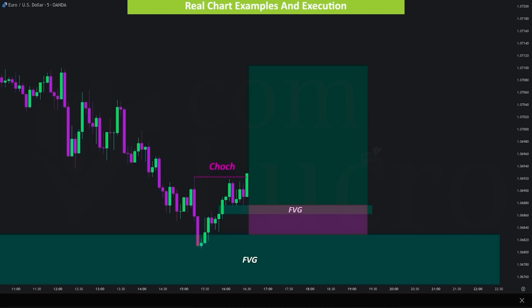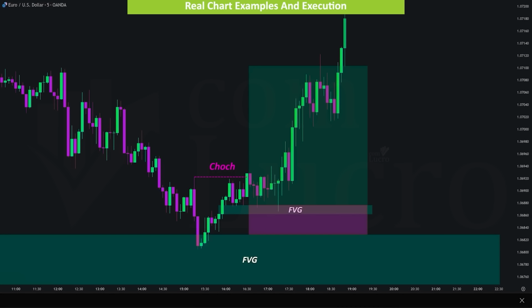At this stage, we identify a new fair value gap on the 5-minute time frame and place our buy order at the start of the zone. We then set our stop loss below it and target the next key area ahead of price. Now, let us see how this trade develops.